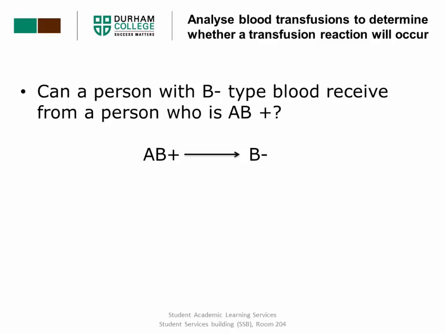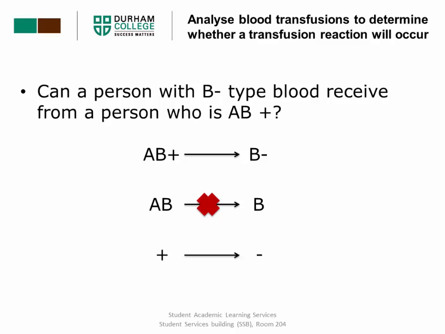Now let's go through it together and look at the ABO system and then the Rh factor system. Can AB blood be donated to a B blood person? In this case, it cannot be donated because in the B person's body, they will see the A antigen on the surface of those red blood cells and have an immune response to them.